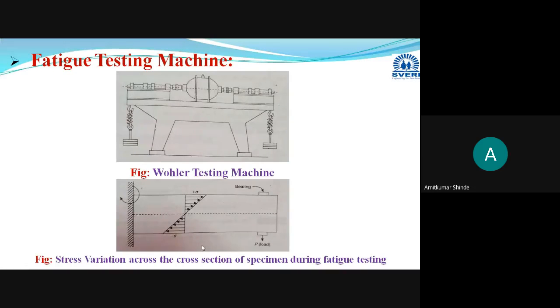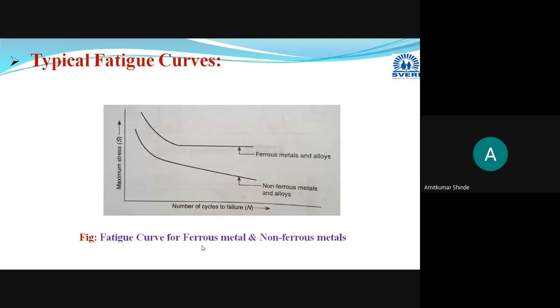Whenever load is higher or stress is higher from one end, the number of cycles required for the failure will be lesser. And whenever loading is less or stress is less, the number of cycles required for the failure of that component will be more. This is a very important point related to the stress and the number of cycles required for the failure. Whenever stress is more, number of cycles required for failure will be less, and whenever stress is less, the number of cycles required for failure will be more.